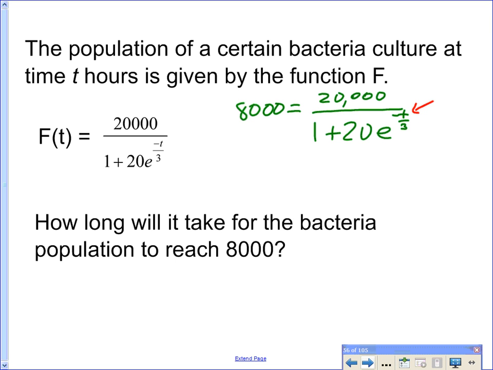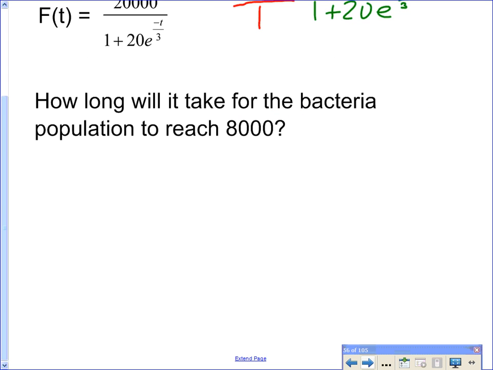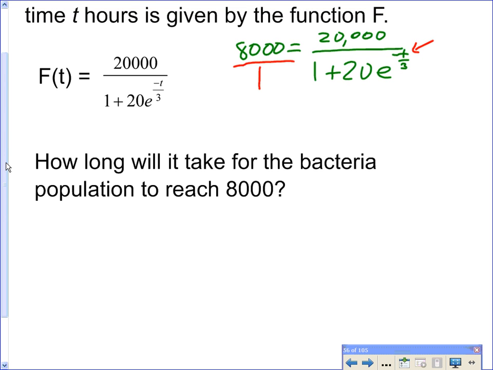So we need to try to work through that and bring it to the numerator first, and then worry about getting it out of the denominator. So I'm going to make this 8,000 over 1. And we know that we can use cross products for this, okay? So if I use cross products on that, then since you have an equation, you know that the cross products are equal. So I can say my 8,000 times my 1 plus 20 e raised to the negative t over 3 is equal to 20,000.